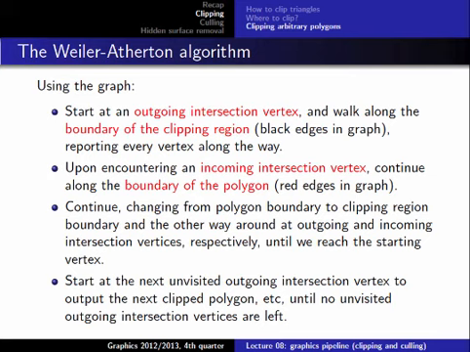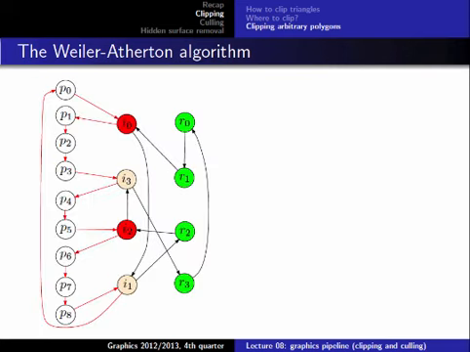when we use this graph to extract the polygons from the graph, the clipped polygons from the graph. And because we do this by first taking an outgoing intersection vertex and then walk along the boundary of the clipping region, which are the black edges in the graph. So we start with an outgoing edge. So for example, I0. And I purposely did not draw the image here or put the image here, so you see that we can really extract it just from the graph. We walk along the boundaries of the clipping region, so the black vertices in this graph here.